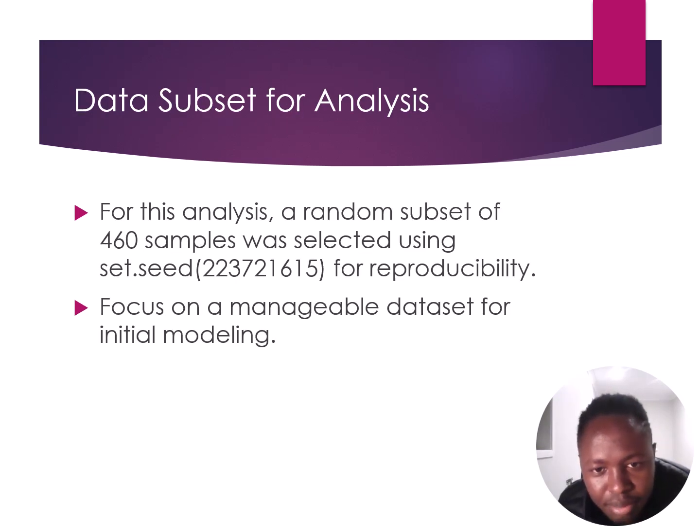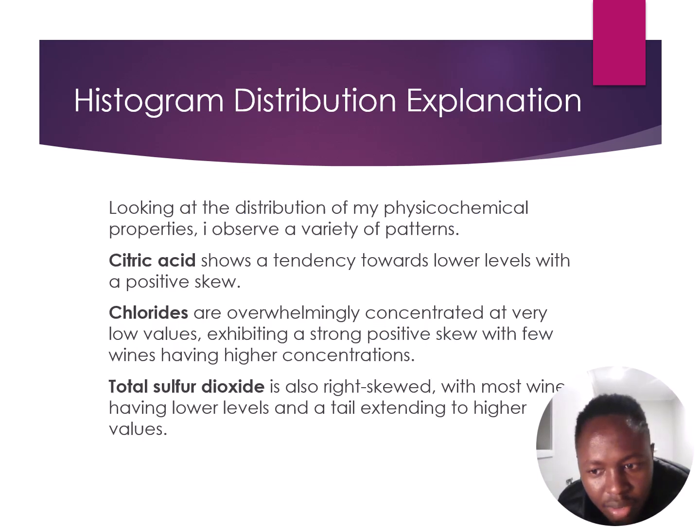So the data subset for analysis. For this analysis, a random data set of 406 samples was selected using set.seed, which is my student ID, 223721615, for reproducibility. The focus was on a manageable dataset for initial modeling. And from this, we can see that we had some histograms we generated, and the histogram distribution explanation.